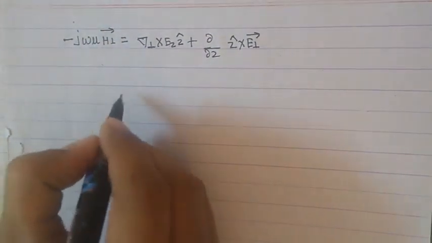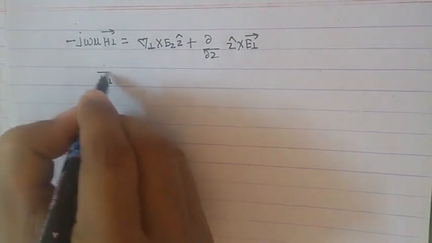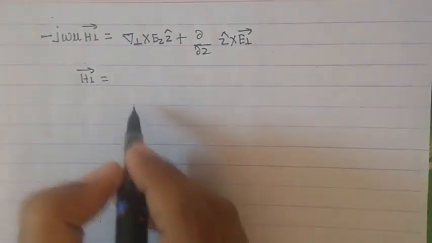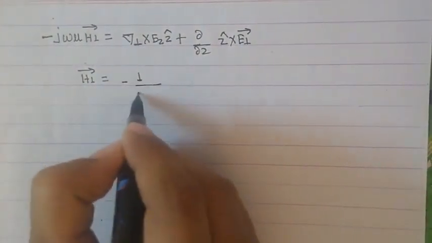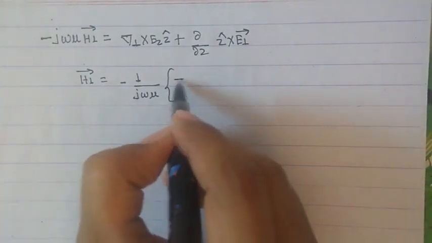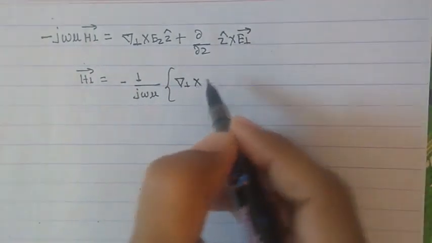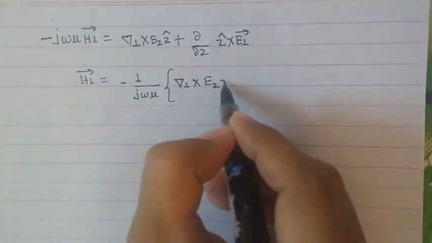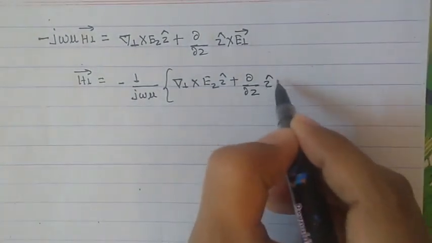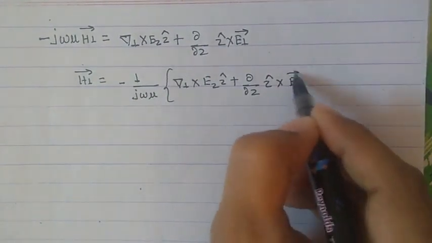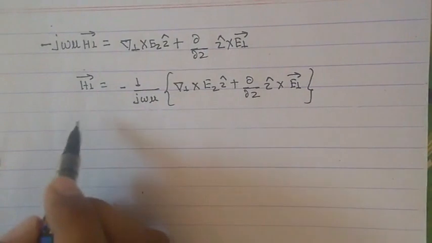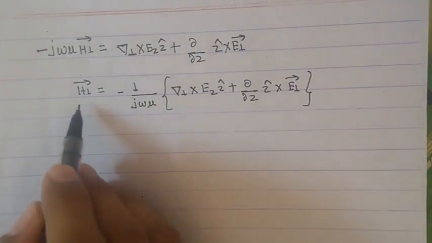From this, we can write H transverse. H transverse is equal to minus 1 over j omega mu times del transverse cross EZ Z plus del by del Z, Z cross E transverse. Now we have used one Maxwell's equation and obtained H transverse.